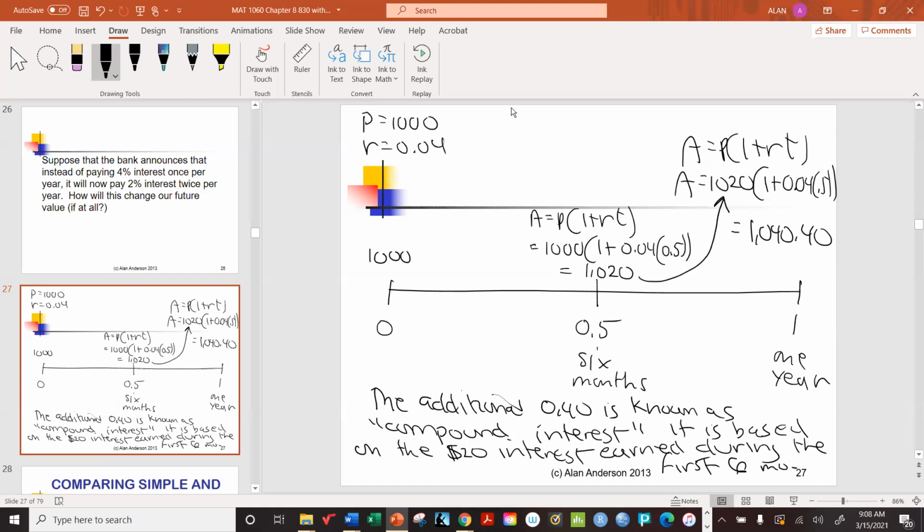And the reason why we have it is because during the last 6 months of the year, the interest was applied not to 1,000, but to 1,020, which includes the interest from the first 6 months. So therefore, this makes us happy to see this, that we say to the bank, listen, thank you, you're giving us extra interest.